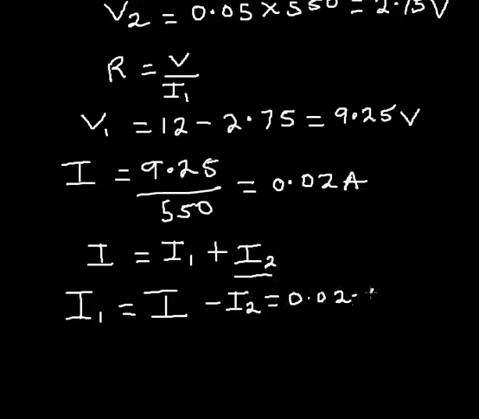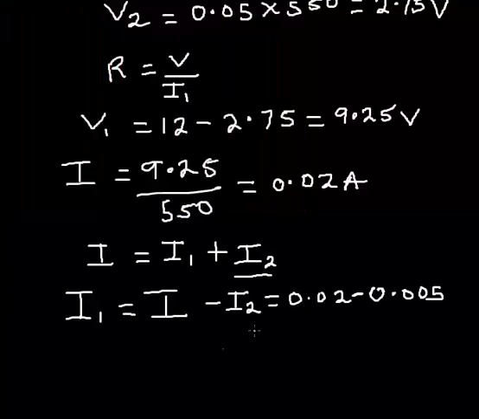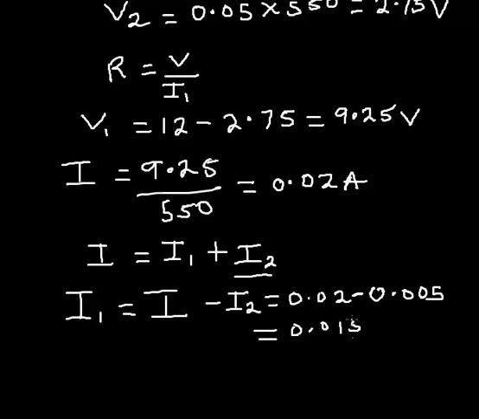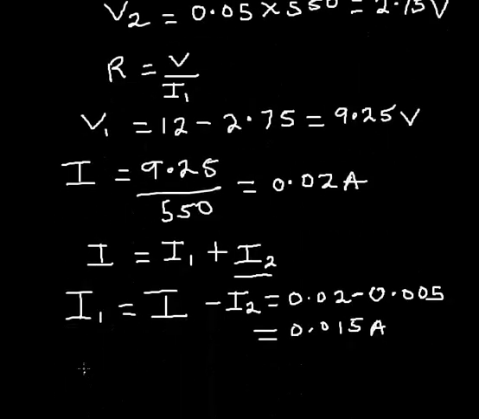So the total current is 0.02 minus 0.005. Let's do that subtraction. 0.02 minus 0.005 is 0.015. So I've gotten the current I'm looking for, I1. That way, we can now get the resistance R.